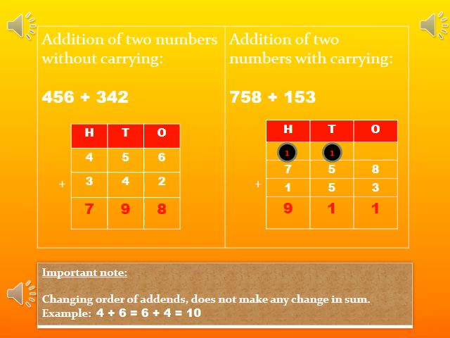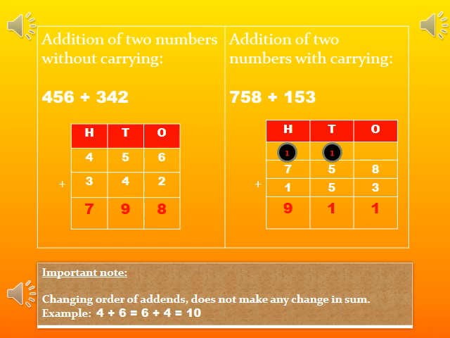Now add 8 plus 3 will get 11, but children, we cannot write 11 in ones column. So we have to write ones place digit in ones column and tens place digit will be carried to tens place. Now add tens place. 5 plus 5, 10. 1 carry 11.